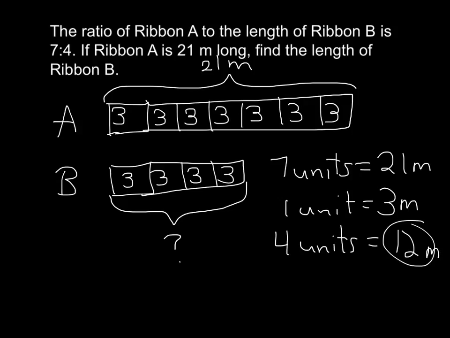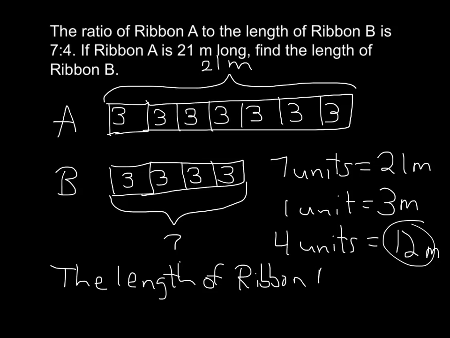And I should have written my statement at the starting, but we can go ahead and write it now. We can say that the length of ribbon B is 12 meters. Let's underline our answer, and that is how we use a bar model to solve a word problem involving ratios.